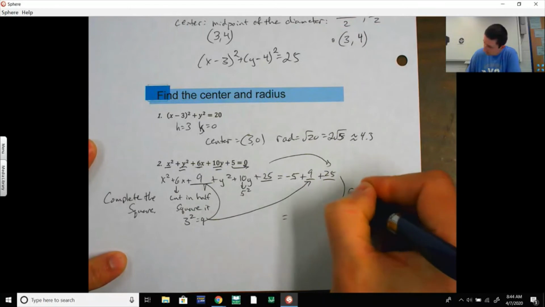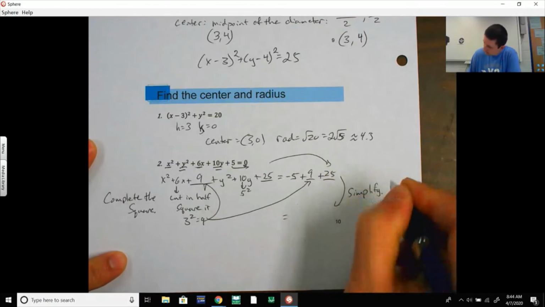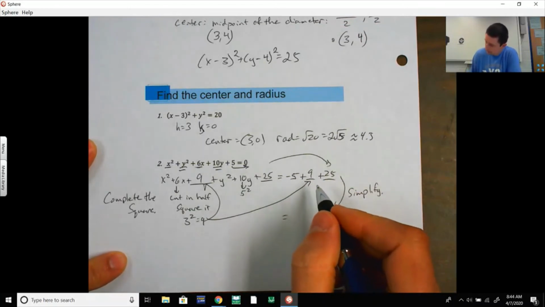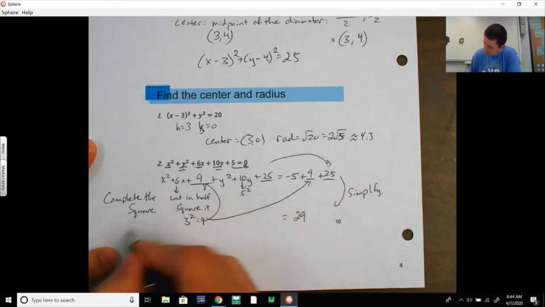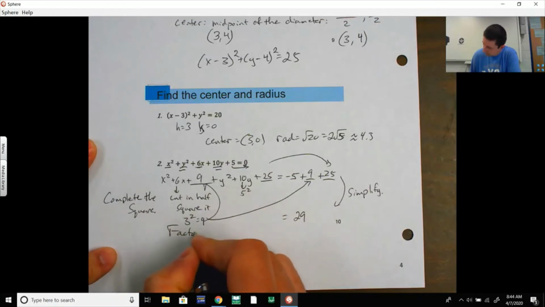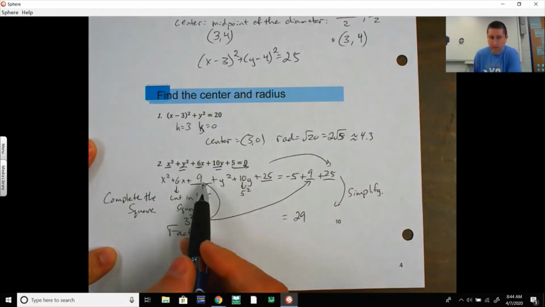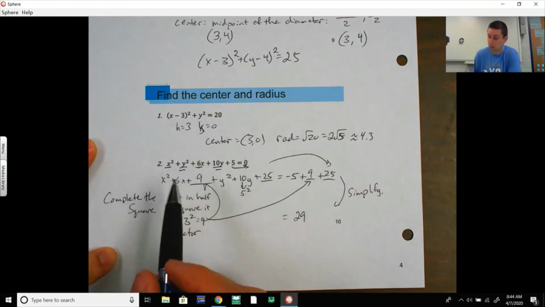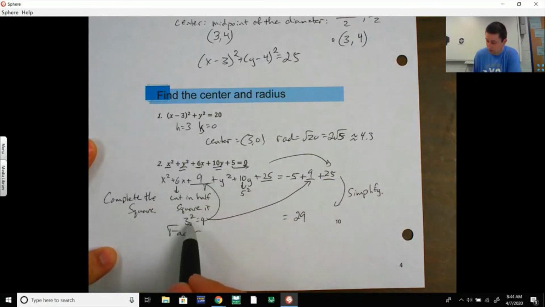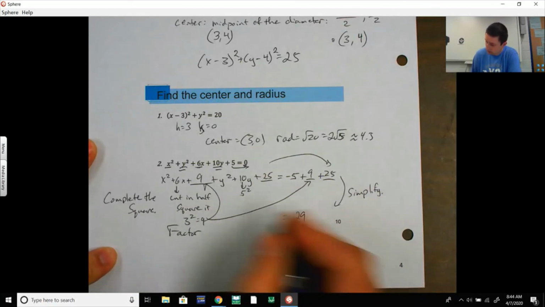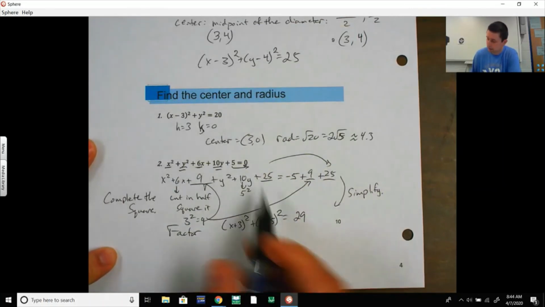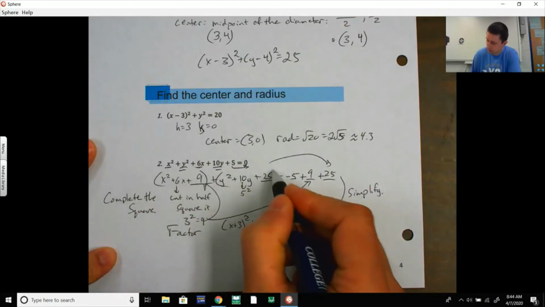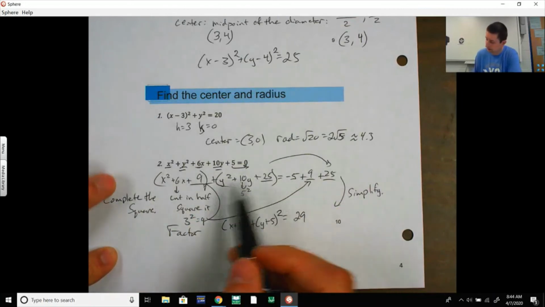So the right side we're going to simplify. So negative 5 plus 9 is 4. 4 plus 25 is 29. And the left side we have to factor. Now, if you factor correctly, the two numbers that multiply to 9 and add to 6 are going to be that halfway number. Half that number is 3. Half that number is 5. So it should be (x plus 3) squared plus (y plus 5) squared equals 29. So you're factoring this part and this part. Okay, finding two numbers that multiply to the first and add to the other.